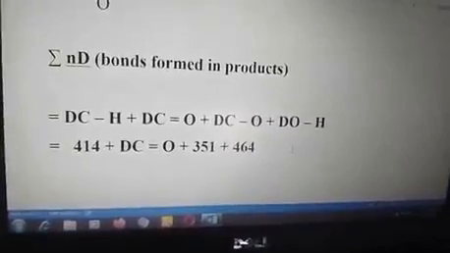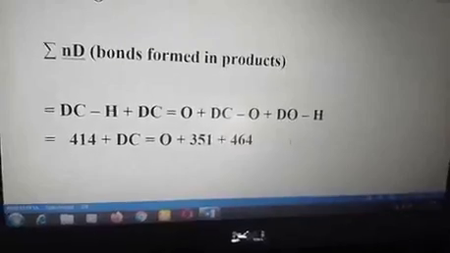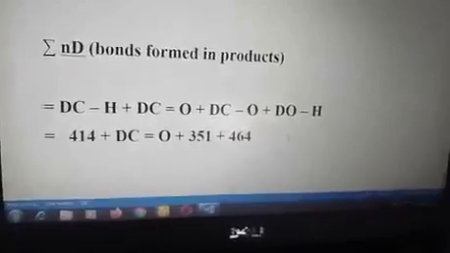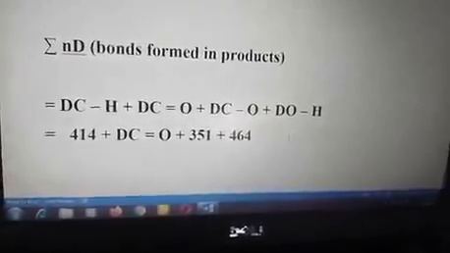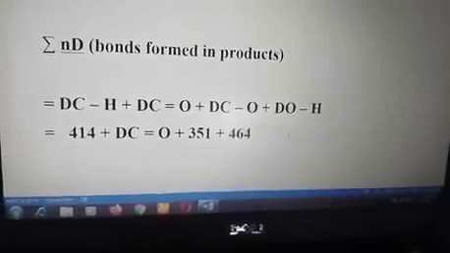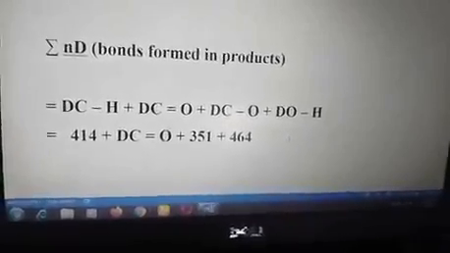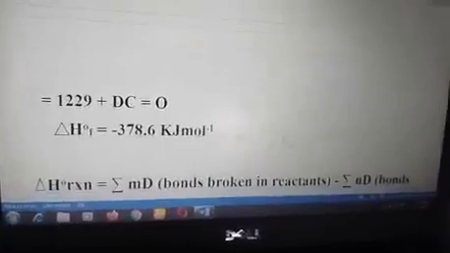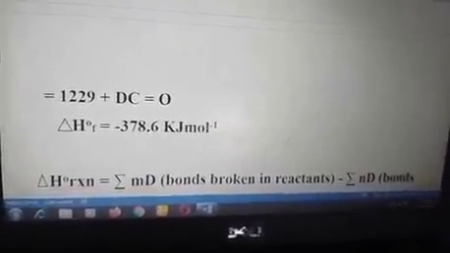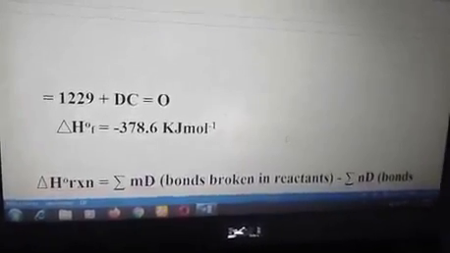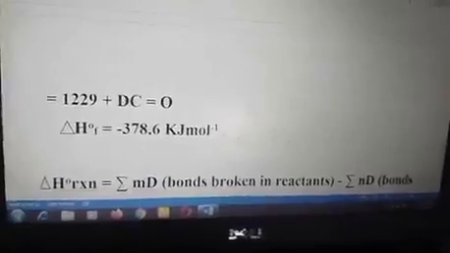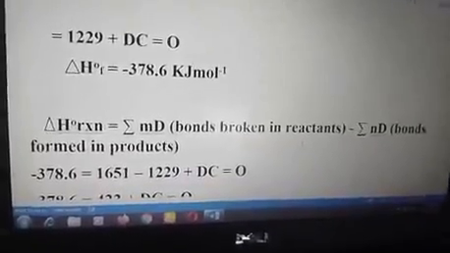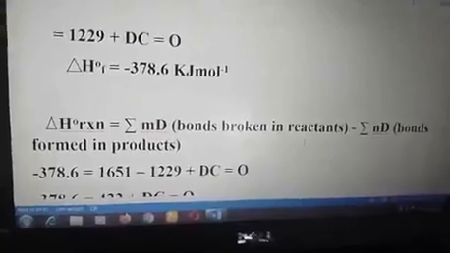The bond energy for carbon to hydrogen single bond is 414. The bond energy of carbon to oxygen double bond is what we're looking for, that is D(C=O). The bond energy of carbon to oxygen single bond is 351, and that of oxygen to hydrogen single bond is 464. So we now add 414 to 351 to 464, and we're going to get 1229 plus the bond energy of carbon to oxygen double bond, which we are looking for. We're given the enthalpy of formation, the heat of reaction, as minus 378.6.